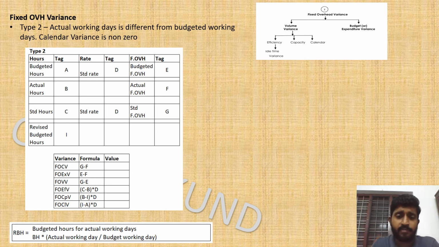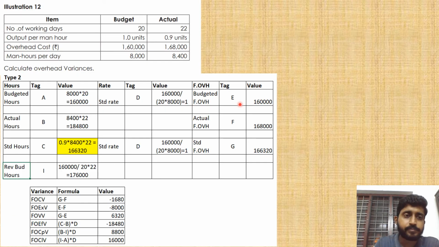We will see one example problem for this also. So illustration number 12. Here the number of working days is given, so this is type 2. So 20 and 22. If that is the same, it is type 1. If it is different, 20 and 22, it is type 2. Output per man hour is given. Overhead cost is given. So we can start filling our matrix.